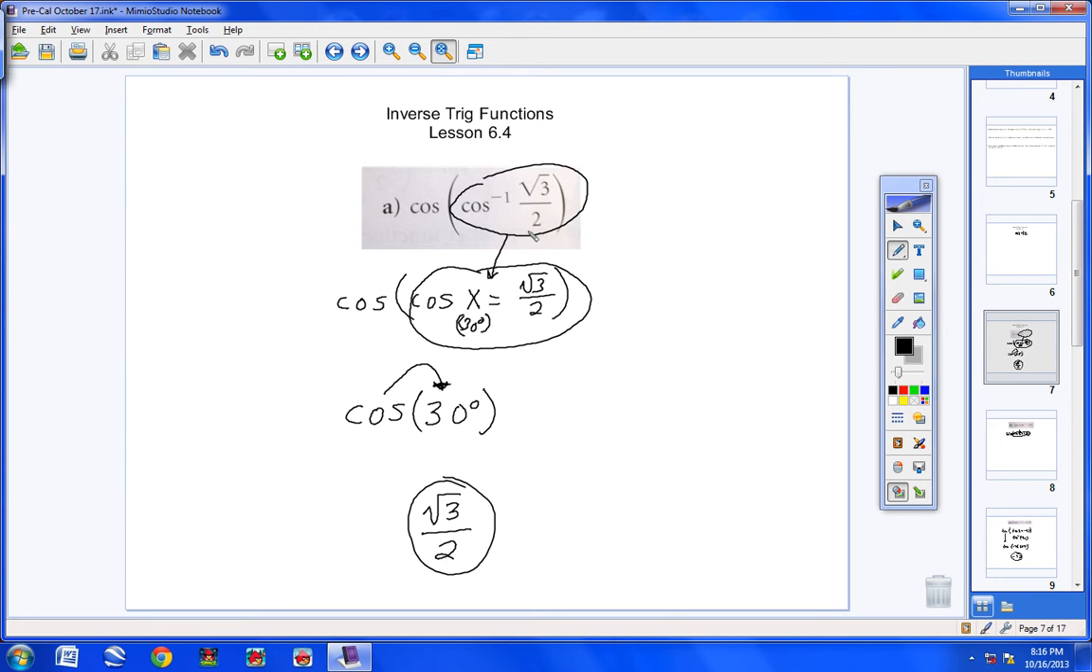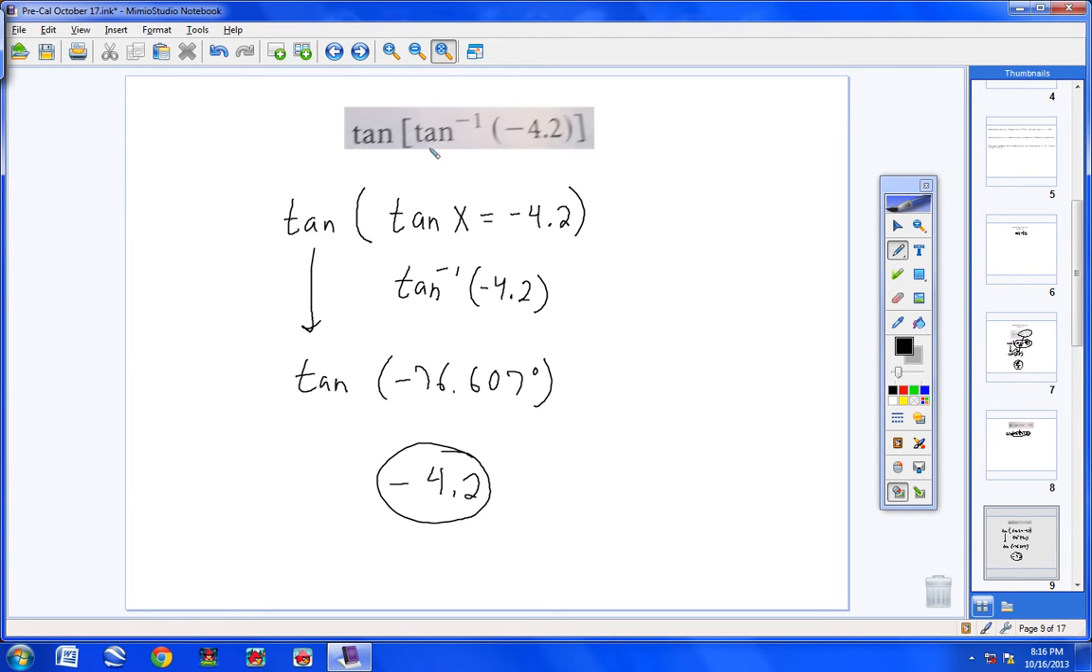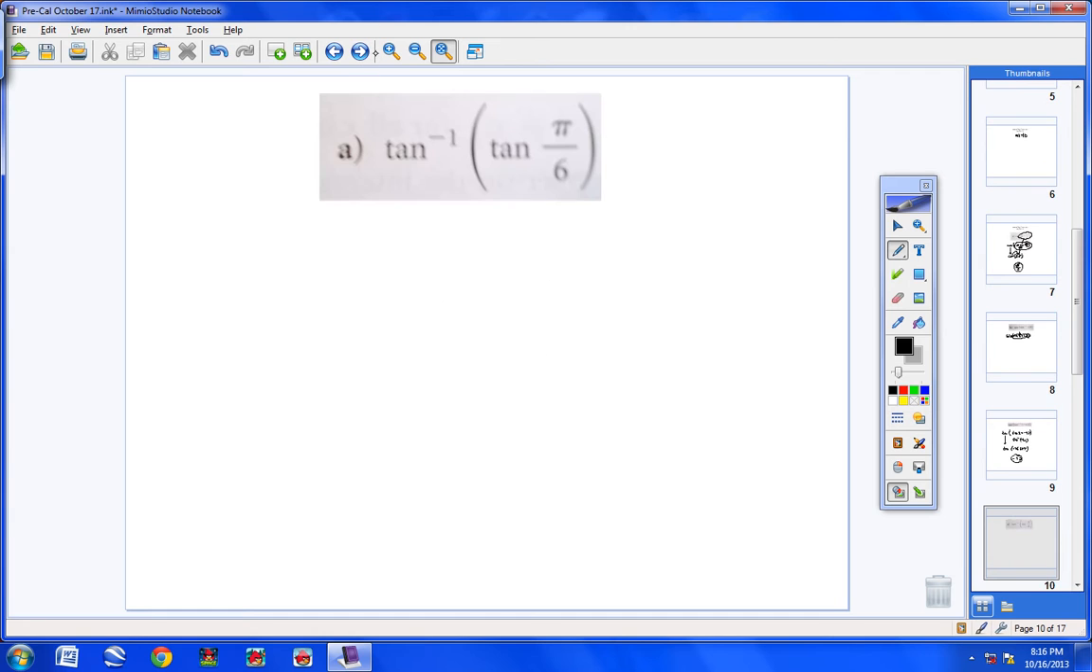Just take your inverse cosine, write it as an equation, find the angle, put the angle right here, bring down the outside, take the cosine of that angle, and you have your answer. Same thing here. Rewrite your tangent as an equation, find x, which was 76 degrees, and then bring this down and take the tangent of 76, and you'll get the right answer. So either way is fine. All right, now let's try another one here.